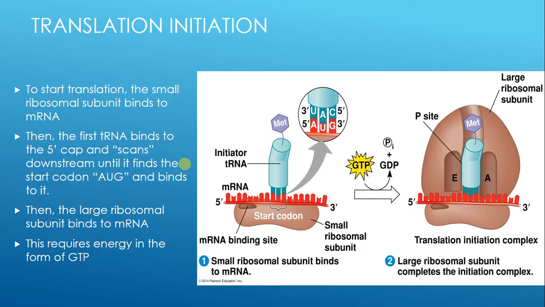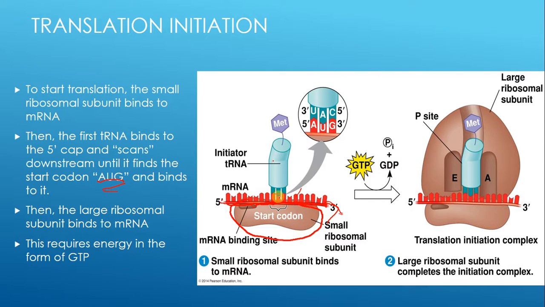So first in translation, we're going to initiate translation. We're going to start translation with this small subunit of the ribosome. Ribosomes have a large and a small subunit. It's going to bind to our mRNA strand right here. And then our first tRNA is going to come, and it's going to start at the 5' cap, because we're always going to work 5' to 3'. And it's looking for the AUG codon. Our first tRNA has UAC on it, looking for that AUG codon because that is the universal start signal to say start translating here.